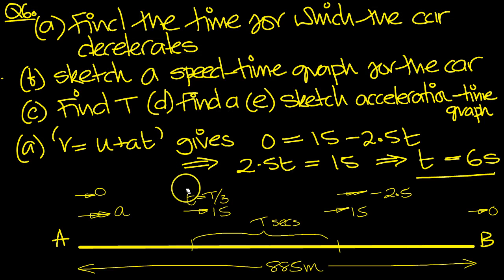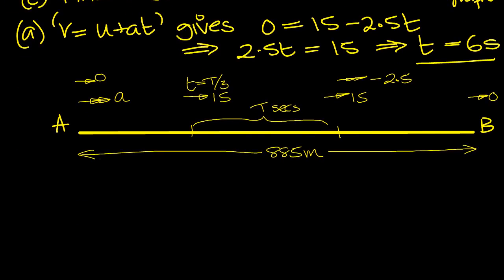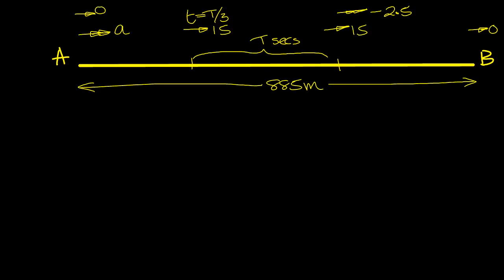Okay, so here's the question in summary form. I've done the picture with all the data contained therein, so let's have a little look at it. We want the time for which the car decelerates first. Here's the deceleration phase in the picture. So let's have a look at part A then, the time for which the car decelerates.